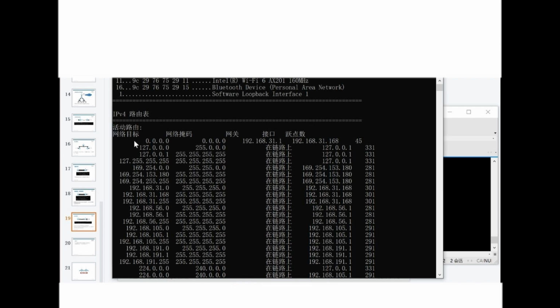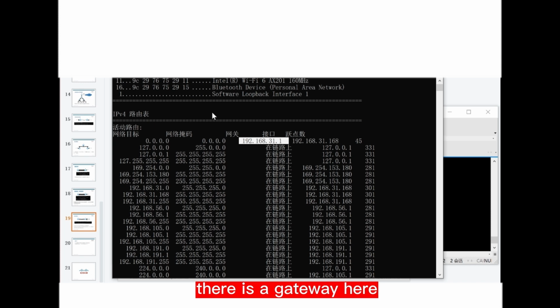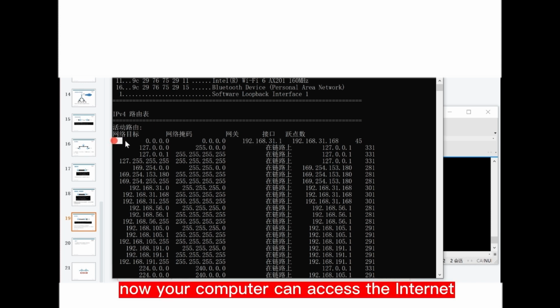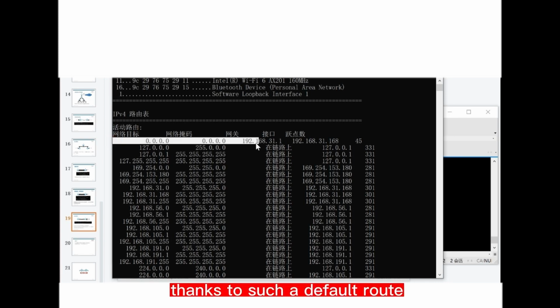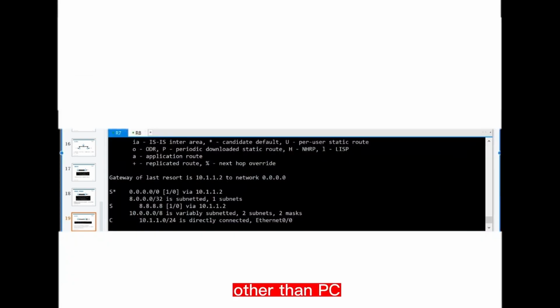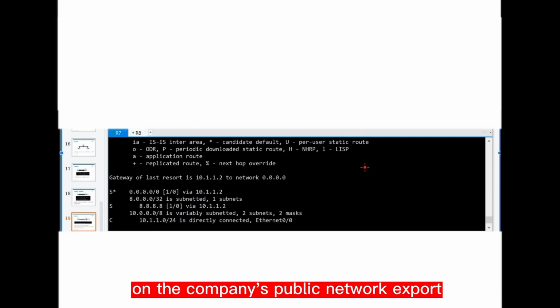For equipment, it's also 4 zeros. There is a gateway here, and the data is forwarded. Now your computer can access the internet, thanks to such a default route. Other than PCs, it will also be used on the company's public network export.